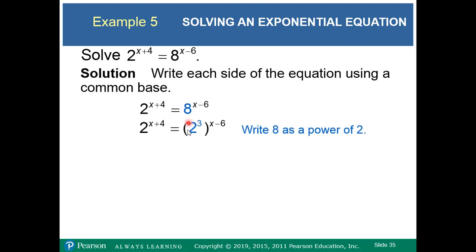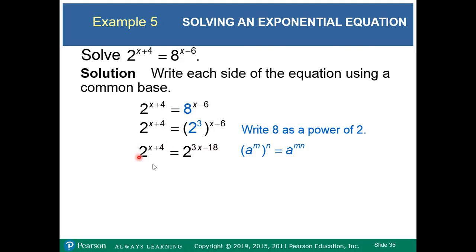Okay, so there we go. We wrote it as 2 to the 3rd, but now we've got this, right? So we've got a power raised to the power, and so we can use our power rule to simplify this. Okay, so we get 3 times x minus 6, and then use a distributive property, we get 3x minus 18.